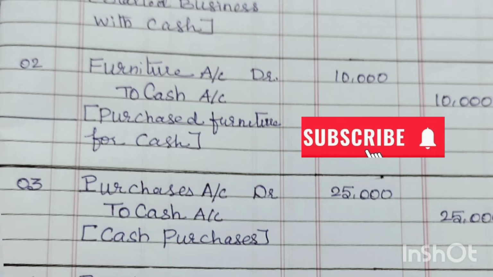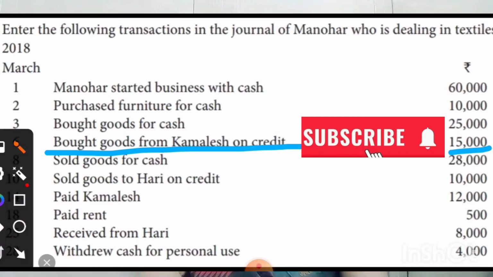Then come to narration. What is the narration? We write in the particulars column within brackets: bought goods for cash, or purchased goods for cash. Then close the bracket. Then draw a line. The transaction is completed.